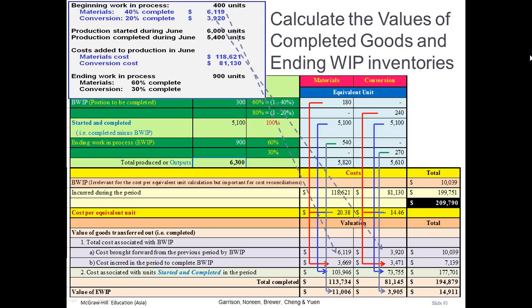Ending work in process. Similar to the started and completed goods, the value of ending work in process for the materials can be calculated by multiplying the equivalent unit of ending work in process and the cost per equivalent unit within the materials column. For relevant conversion costs, the same exercise is repeated with the conversion column, which gives rise to the value of $14,911.